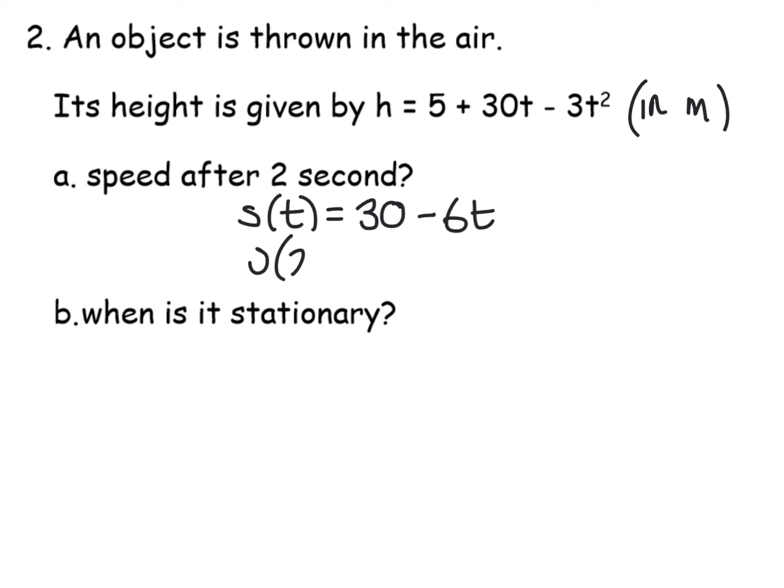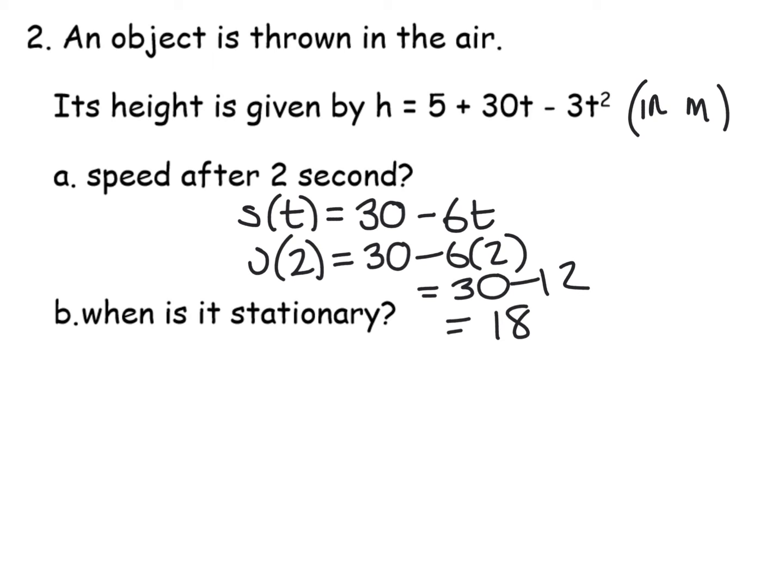So my speed at 2 seconds is just 30 take away 6 times 2, which is 30 take away 12, which is 18. So my speed would be 18 metres per second at this point.